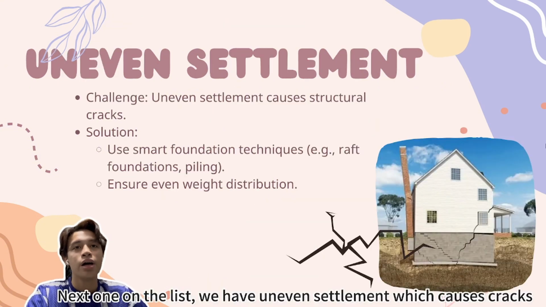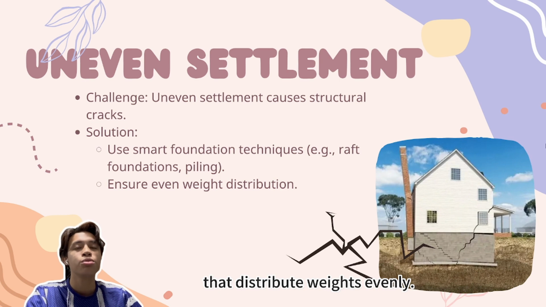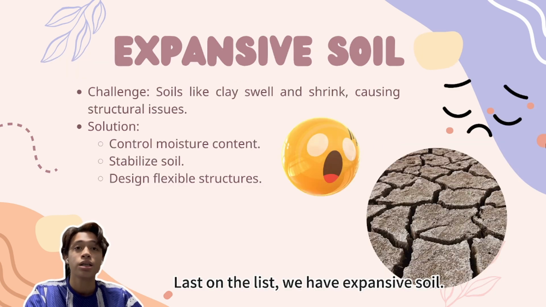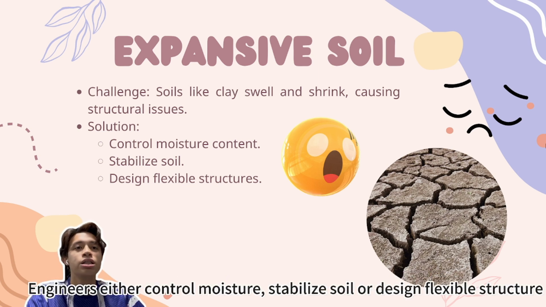Next one on the list, we have uneven settlement, which will cause cracks. And the solution? Smart foundations such as rafts or piles that distribute weight evenly. And last on the list, we have expansive soil. For instance, clay, which will swell and shrink. Engineers either control moisture, stabilize soil, or design flexible structures.